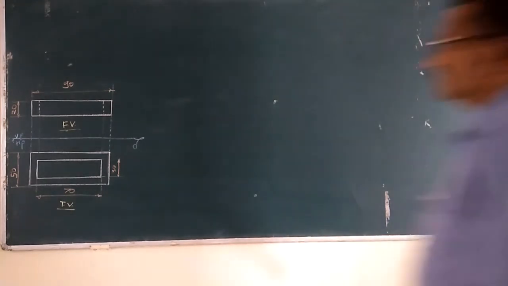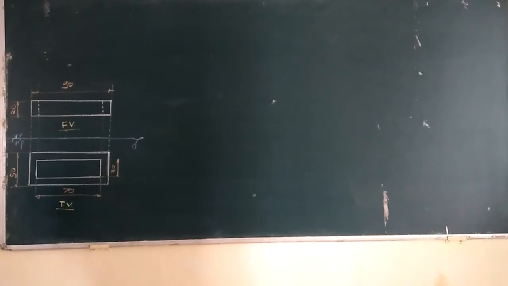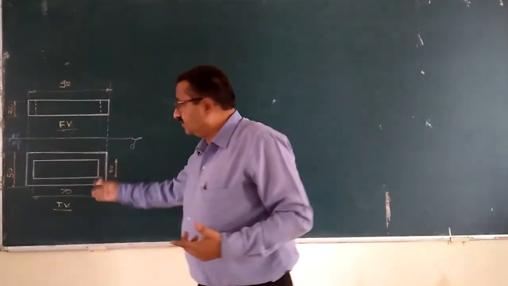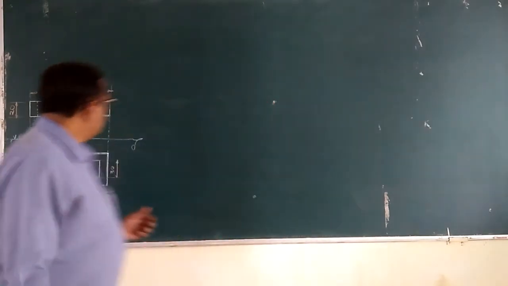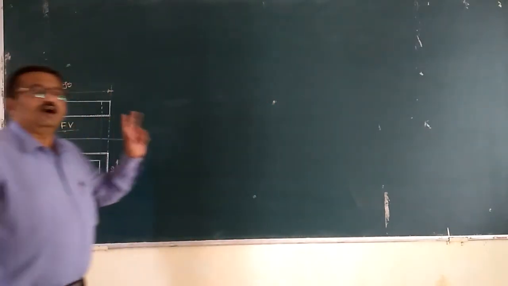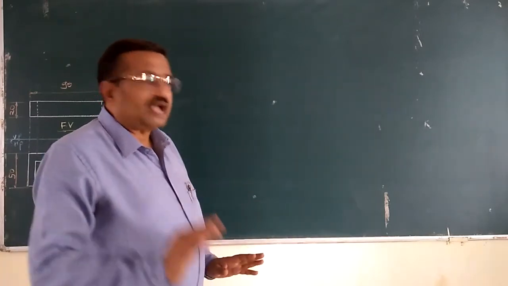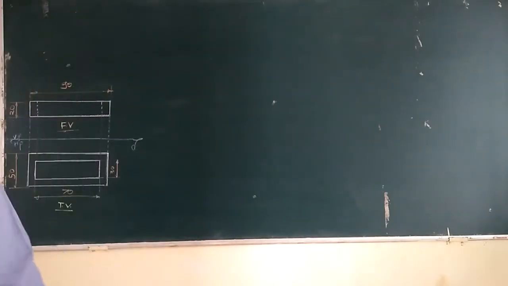So the narration of the question will be: the figure shows orthographic views of an object, the front and top view. You have to complete its isometric view, which means you have to convert these two-dimensional orthographic views into a three-dimensional pictorial view. It is also called the isometric view, or three-dimensional view. Okay, so what is the procedure?